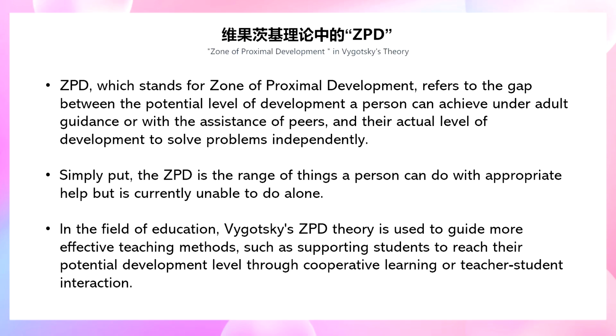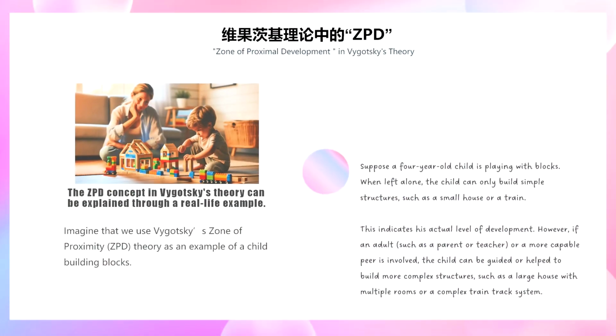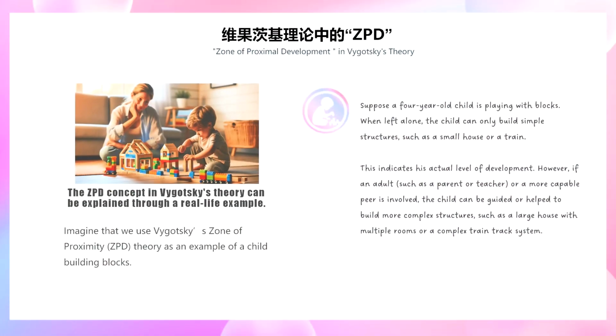unable to do alone. In the field of education, Vygotsky's ZPD theory is used to guide more effective teaching methods, such as supporting students to reach their potential development level through cooperative learning or teacher-student interaction. This outstanding psychologist from the former Soviet Union is known as the Mozart of psychology. Although he was only 38 years old and died young, we must admit that his contribution to education is no less than that of Piaget.